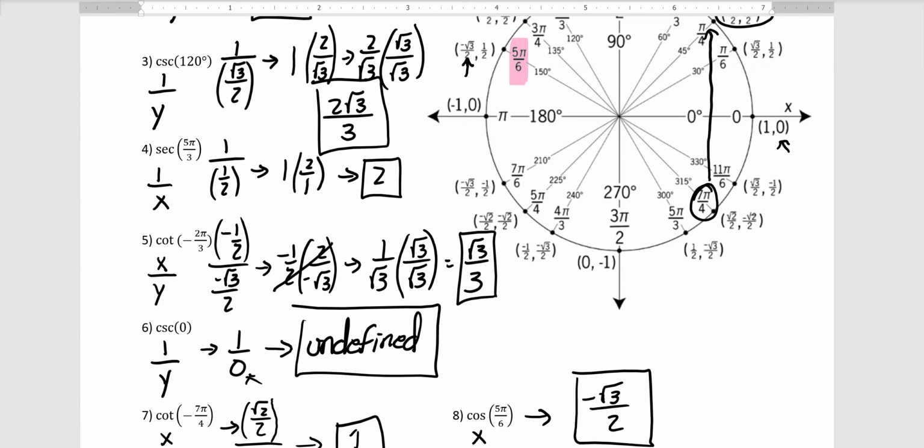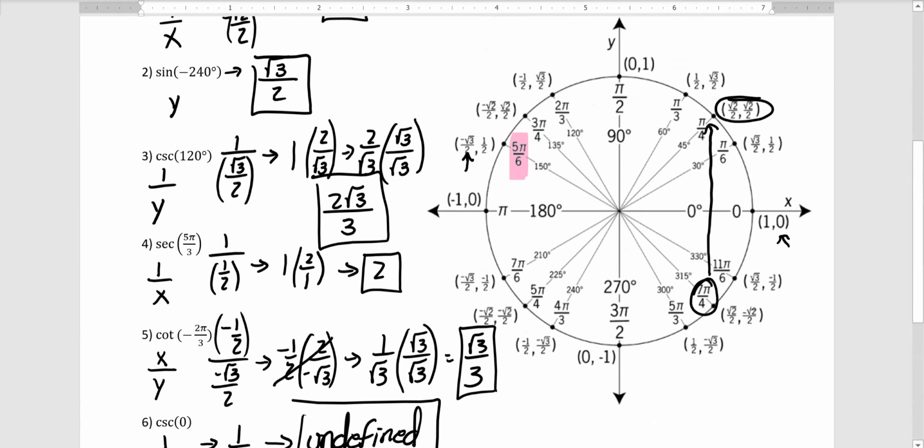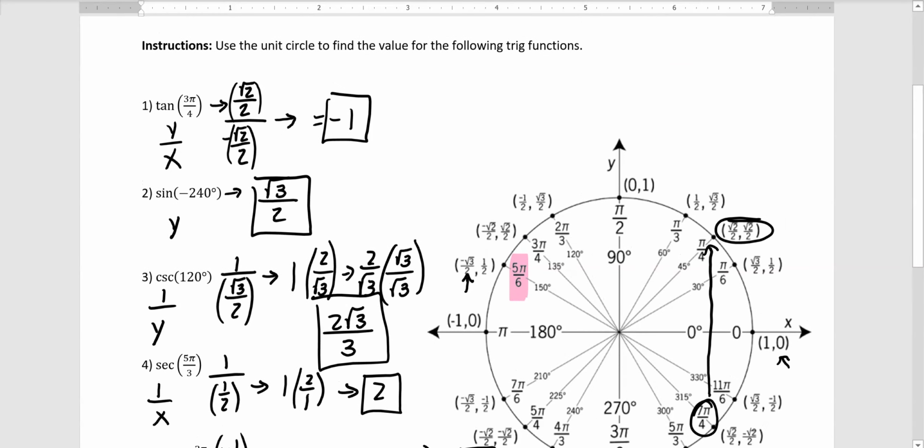And there we go. There are some more examples of us using our unit circle to find the values of trig functions. Hopefully, we're feeling much more confident with this. If you have any questions, remember, I'm always just an email or a Zoom away. But if you're feeling confident, go ahead and get started on those practice problems.